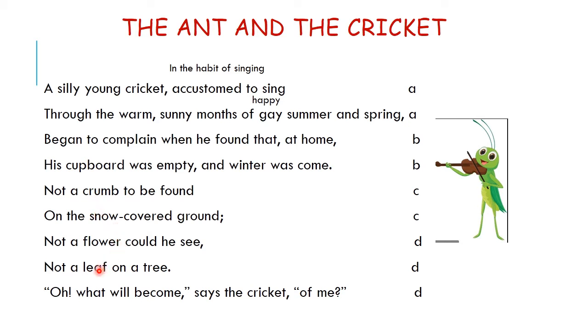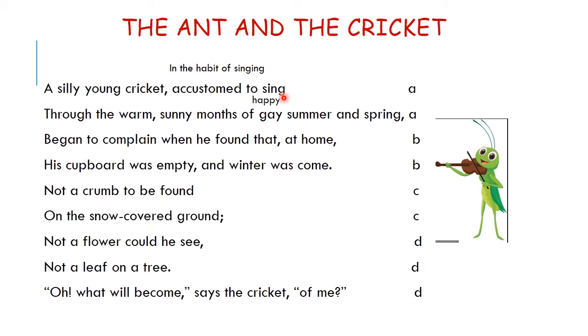Not a flower could he see, not a leaf on a tree. It is winter, and you know when winter comes, all leaves and flowers fall. So there is not a flower, there is no leaf on any tree. Oh, what will become, says the cricket, of me? So now he starts to complain. There is no food. What will happen to me? I'll die of starvation, says the cricket. He starts to complain. He starts becoming sad.